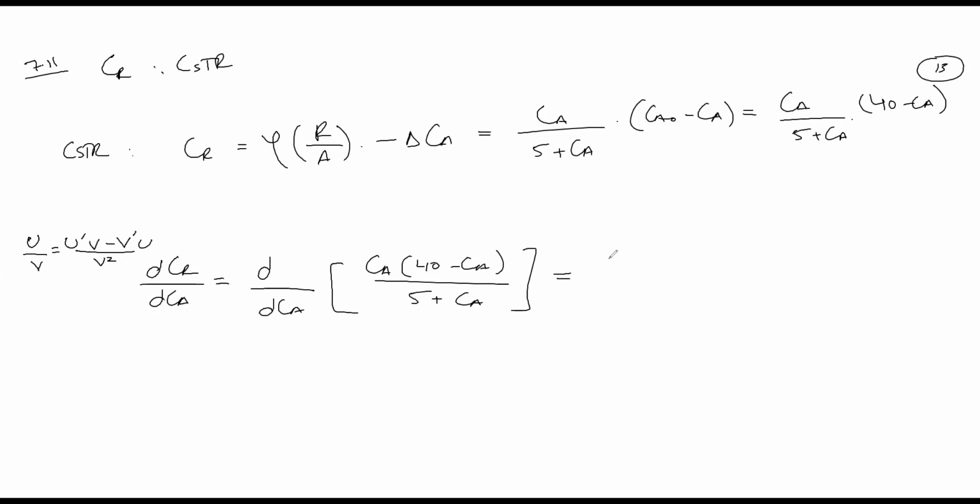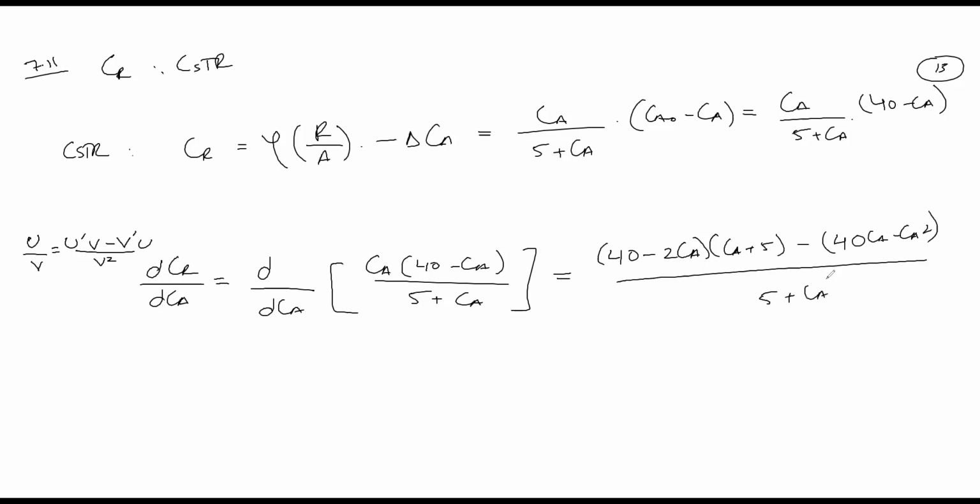And the expression you're going to get is basically 40 minus 2 CA times 5 plus CA, minus 40 CA minus CA squared, divided by 5 plus CA squared. If you take this derivative, I want to solve this for dCR by dCA equals 0.